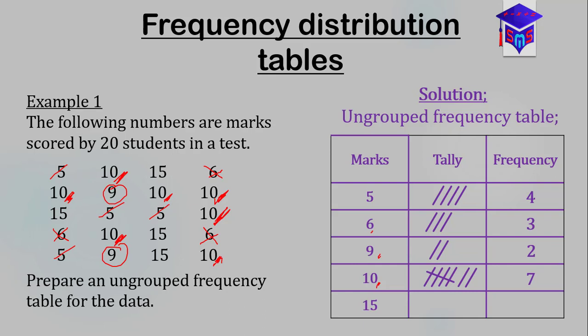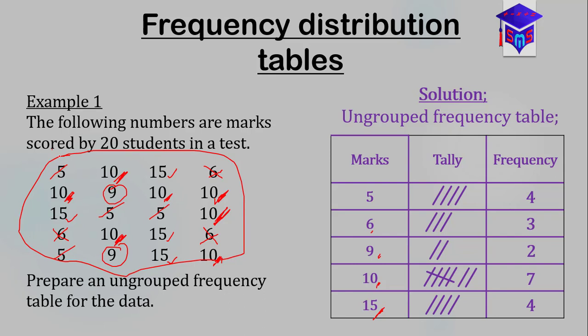Good. You're left with the last one, which is what? 15. So you come here, marked 1. Then you go up, down, down, down. We have 2. We have 3. We have 4. Then you go up, down. That's all. So you have 4. Then you come and tally 1, 2, 3, 4. Is that right? Then you write the frequency 4. Nicely like that. And this is the nice ungrouped frequency distribution table for this simple data set we have over here.